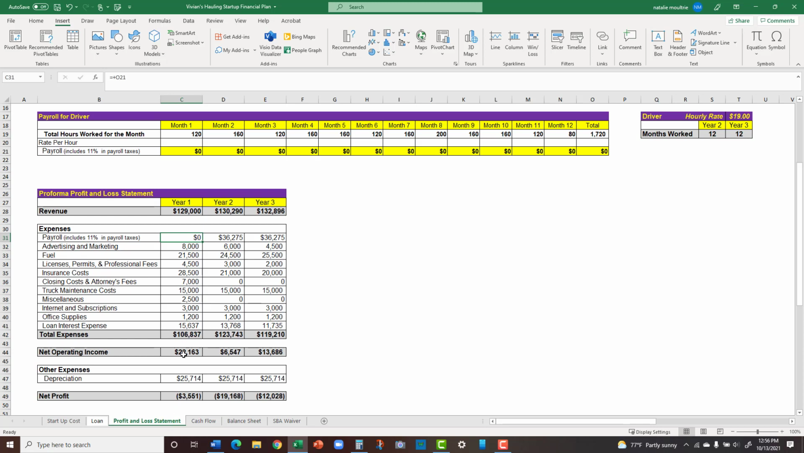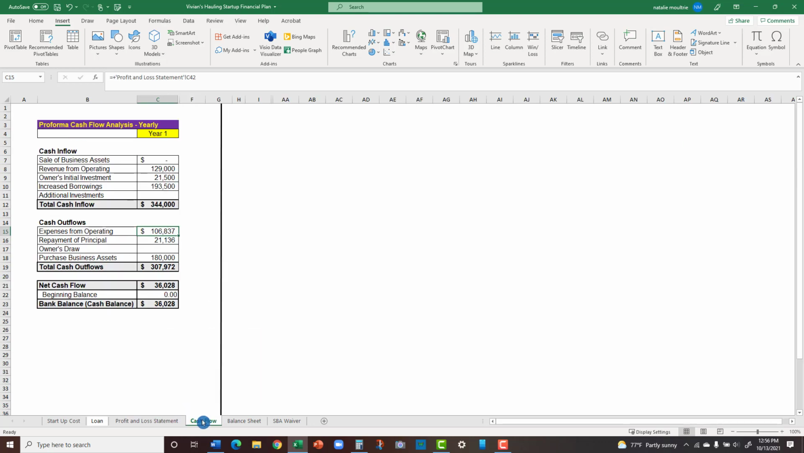All right, so let's take a look at the impact that this has on your cash flow. It reduced our expenses to $106,837, which means that it reduced our total cash outflow. So we no longer have a negative cash balance. By Vivian driving the truck herself for the full year, she now has $36,028 in the bank.